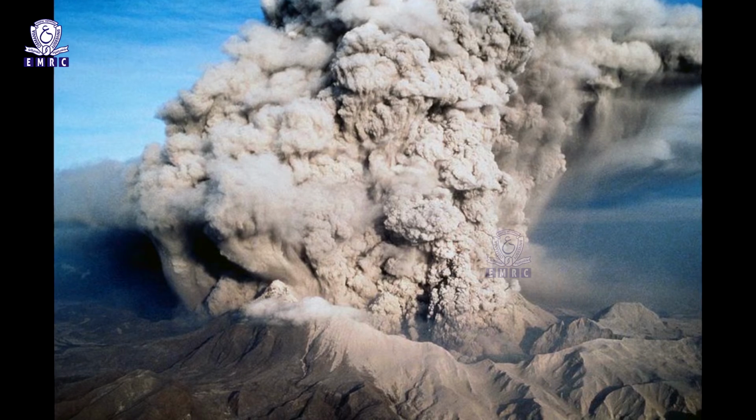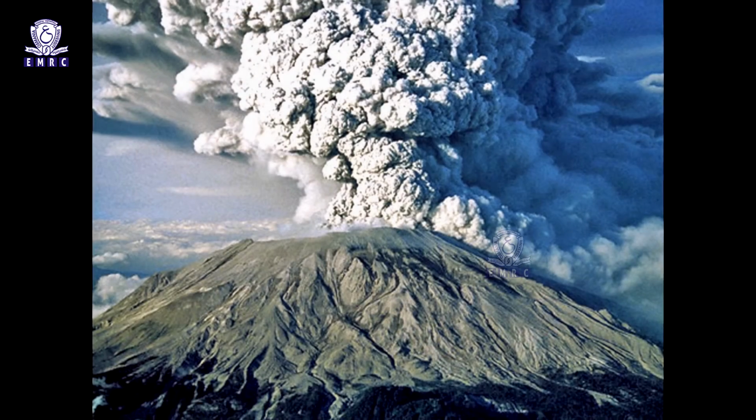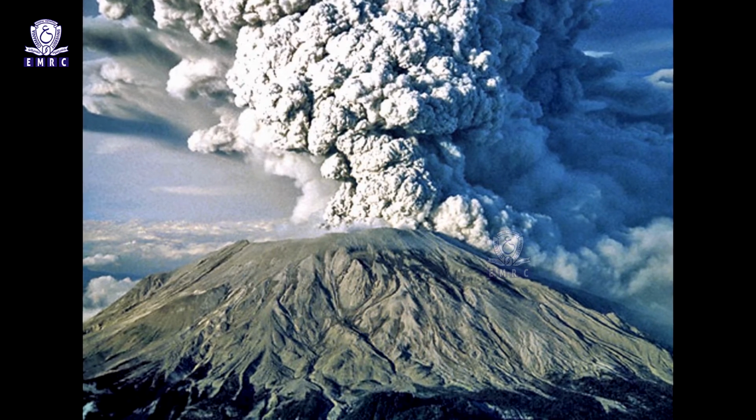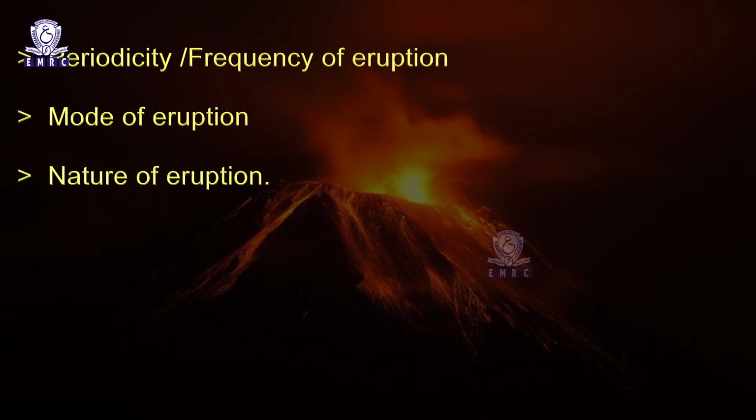The nature of volcanic activity varies from place to place and from region to region. The variations in the volcanic activity are seen in terms of mode of eruption, period of eruption, and nature of eruption. Thus, volcanoes are classified on the basis of: 1. Periodicity or frequency of eruption, 2. Mode of eruption, and 3. Nature of eruption.